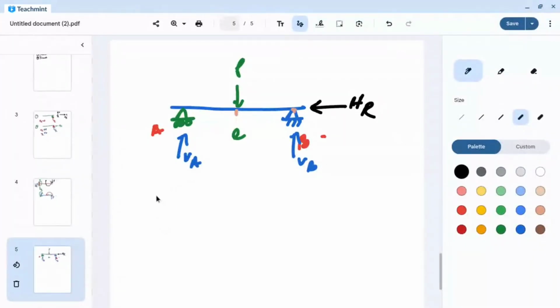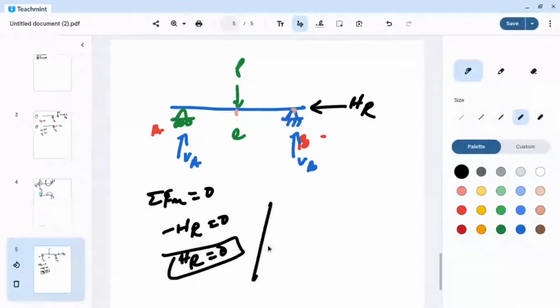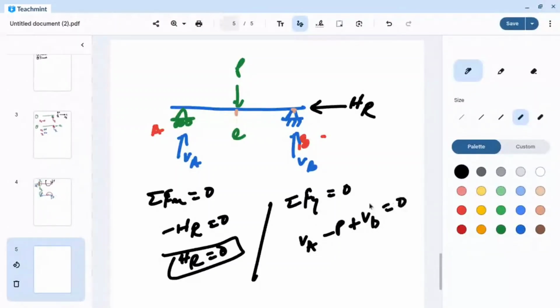Okay, so in the horizontal direction the summation of Fx is equal to 0. So minus HR is equal to 0, so your HR is equal to 0. Summation of Fy is equal to 0. So VA minus P plus VB is equal to 0. So VA plus VB is equal to P.